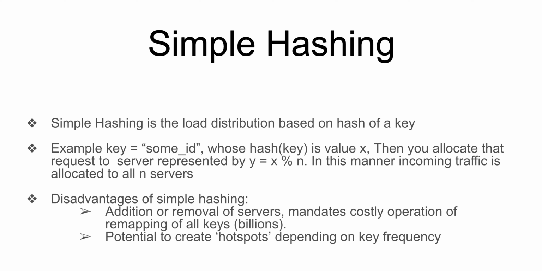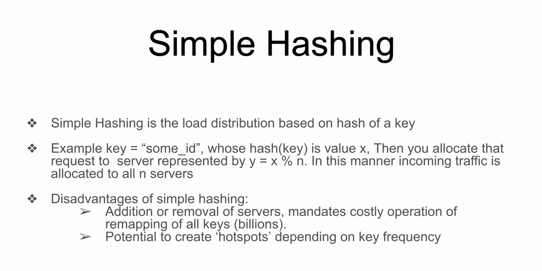That criteria can be as simple as some arithmetic such as y equals x modulo n, where x is the hash of the key and n is the total number of servers in the system. And so in this way, the value that is generated represents the server number. So that particular request gets routed to the server y. And so in this way, the load balancing is achieved using simple hashing.